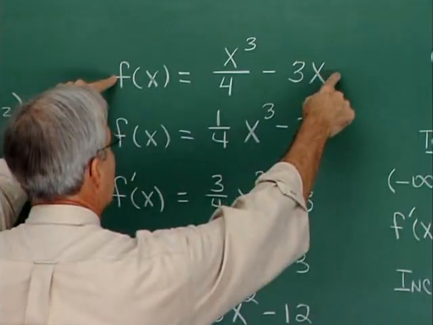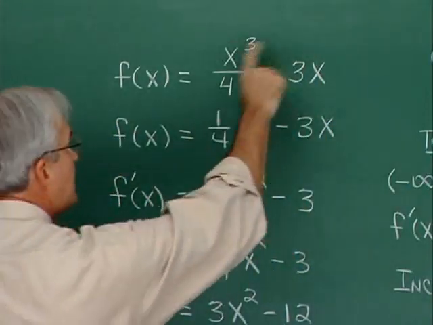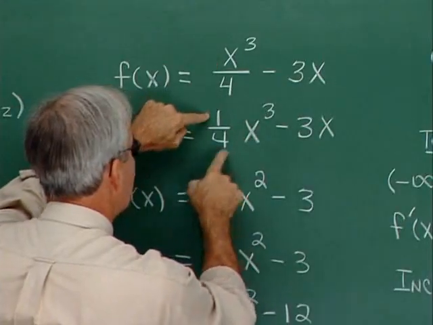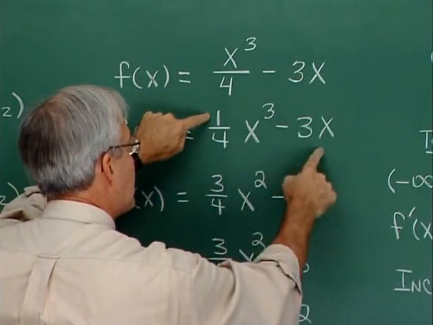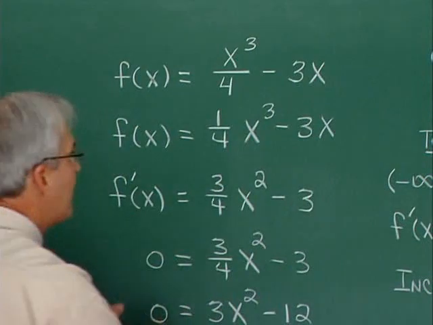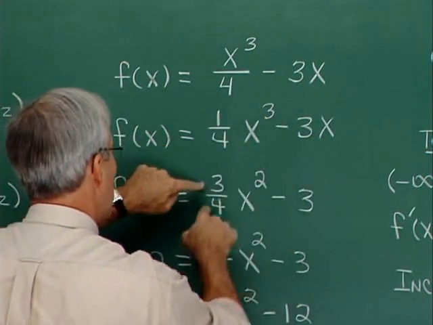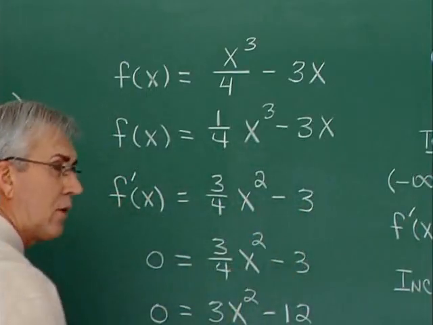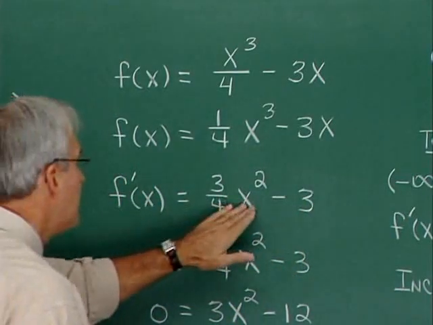We first take the function and we want its derivative. So I'm going to change it a little bit to make it easier to take the derivative. I'm going to write this as 1/4 x cubed and then minus 3x. So taking the derivative, and we remember how to do that, 3 times the 1/4 is 3/4. 1 less than 3 is 2, and this is minus 3. Okay. Now, so here's the derivative function.